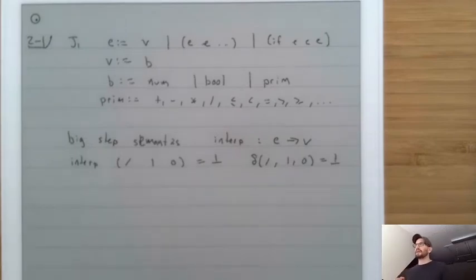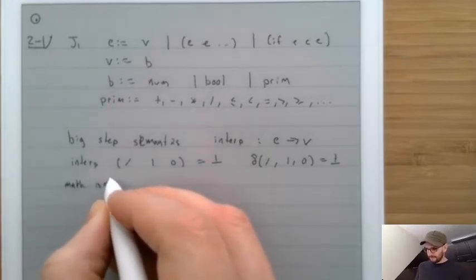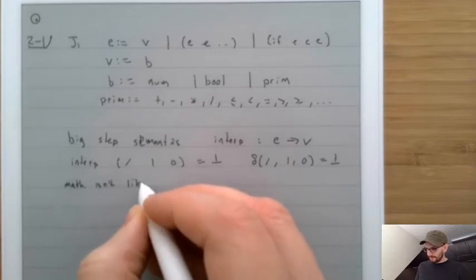Since it's partial, that means that it can't tell us anything about what happens while this program is running. It only tells us what the answer is if there is an answer. But if there is no answer, then it doesn't say anything. So that's unfortunate. And that's not like math. Math doesn't work this way.